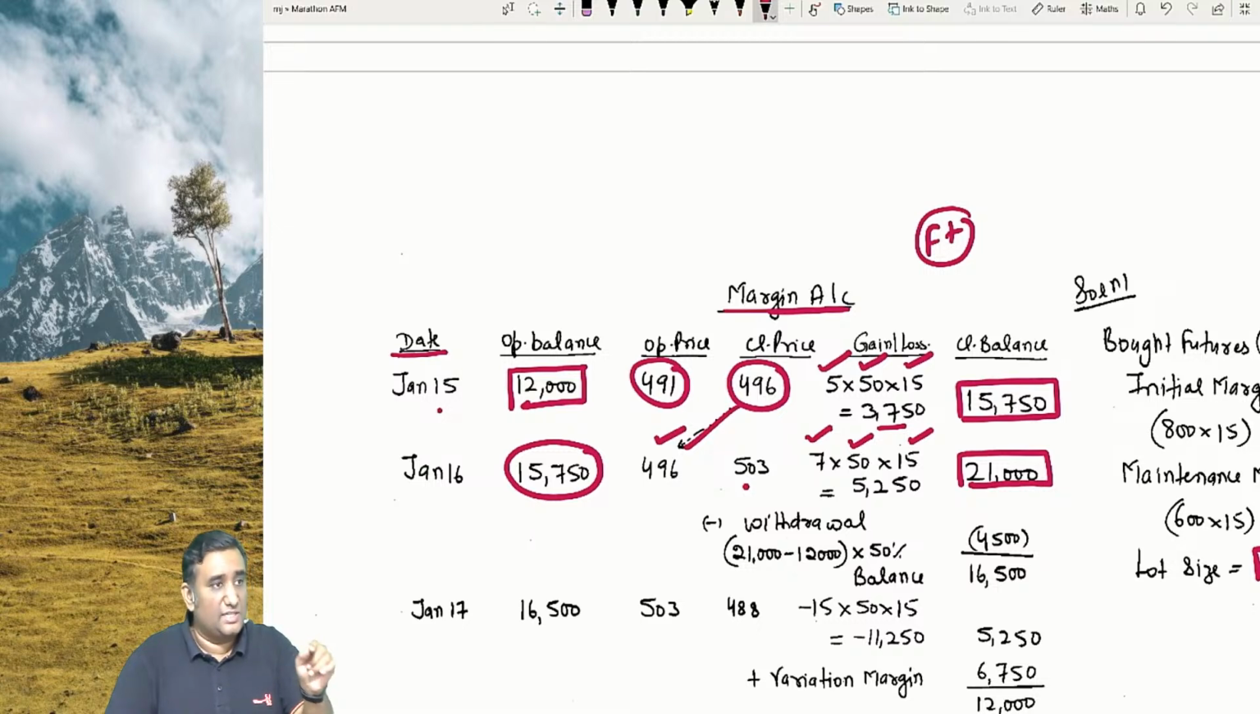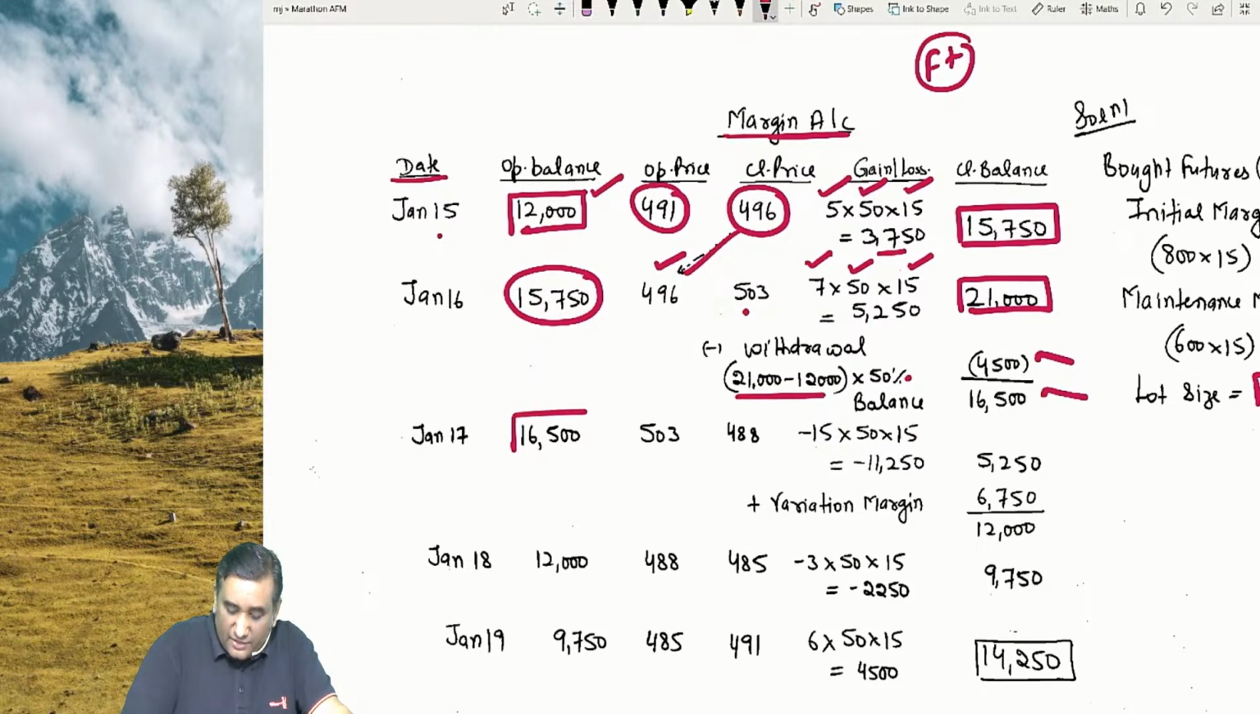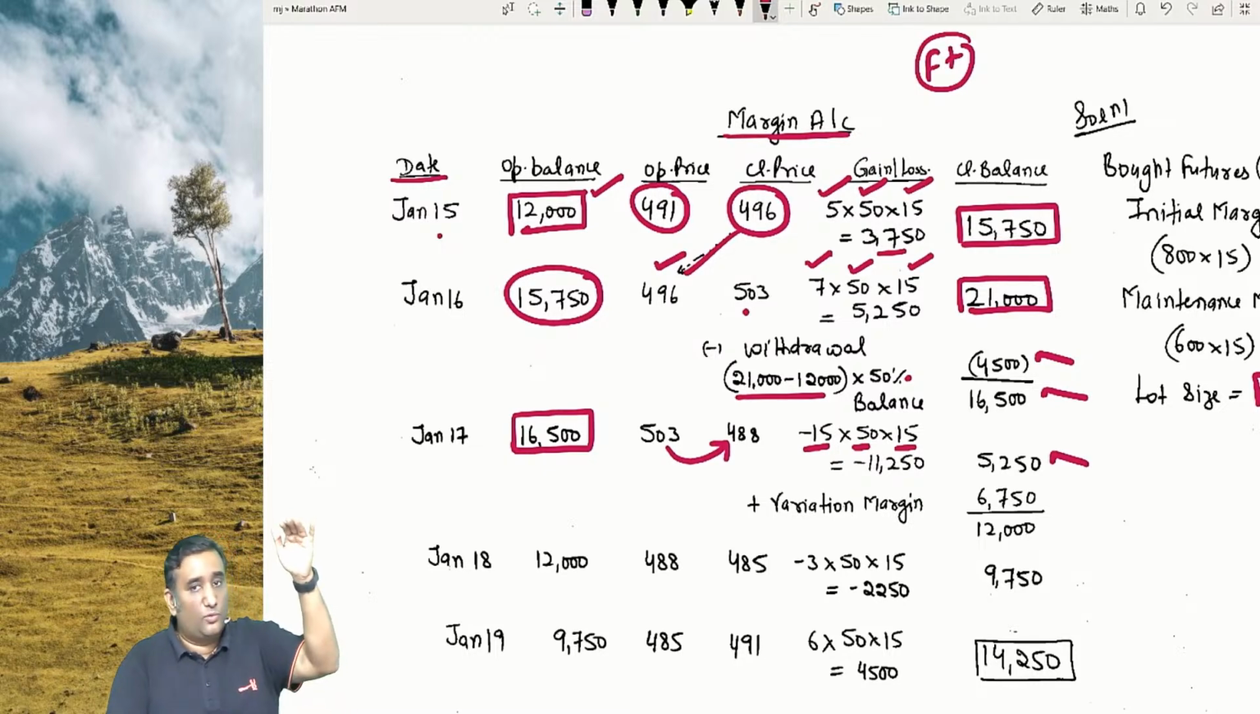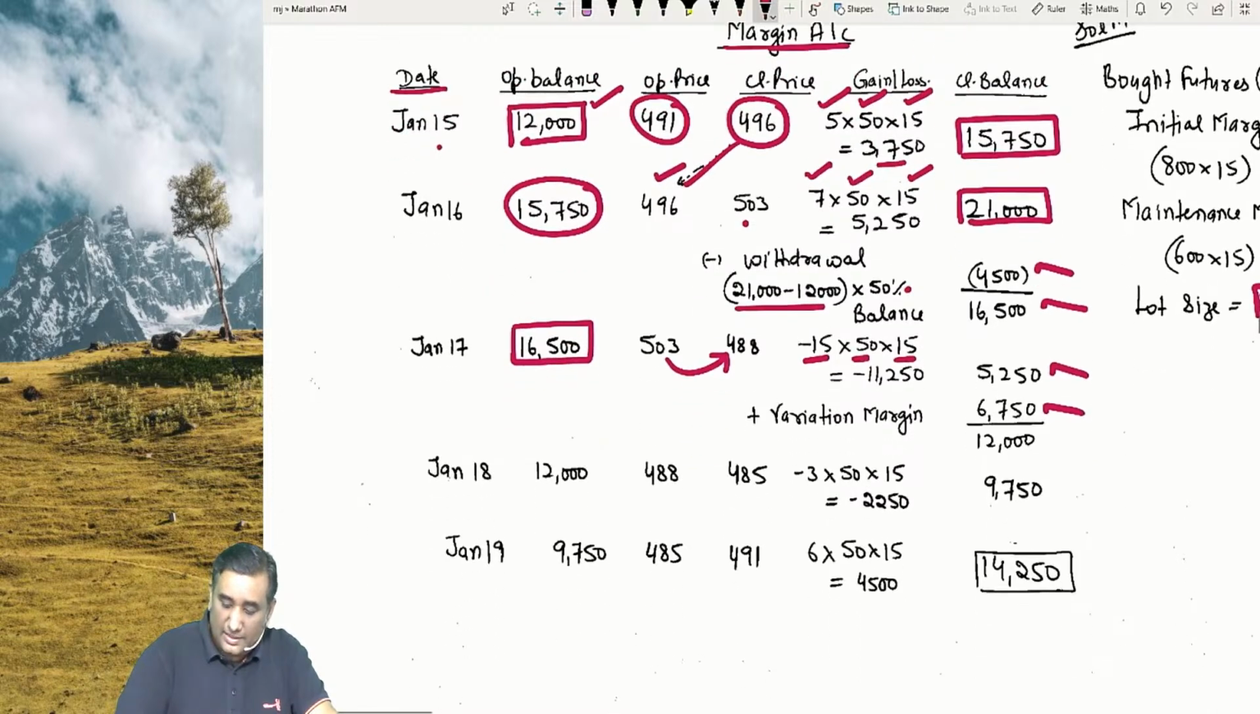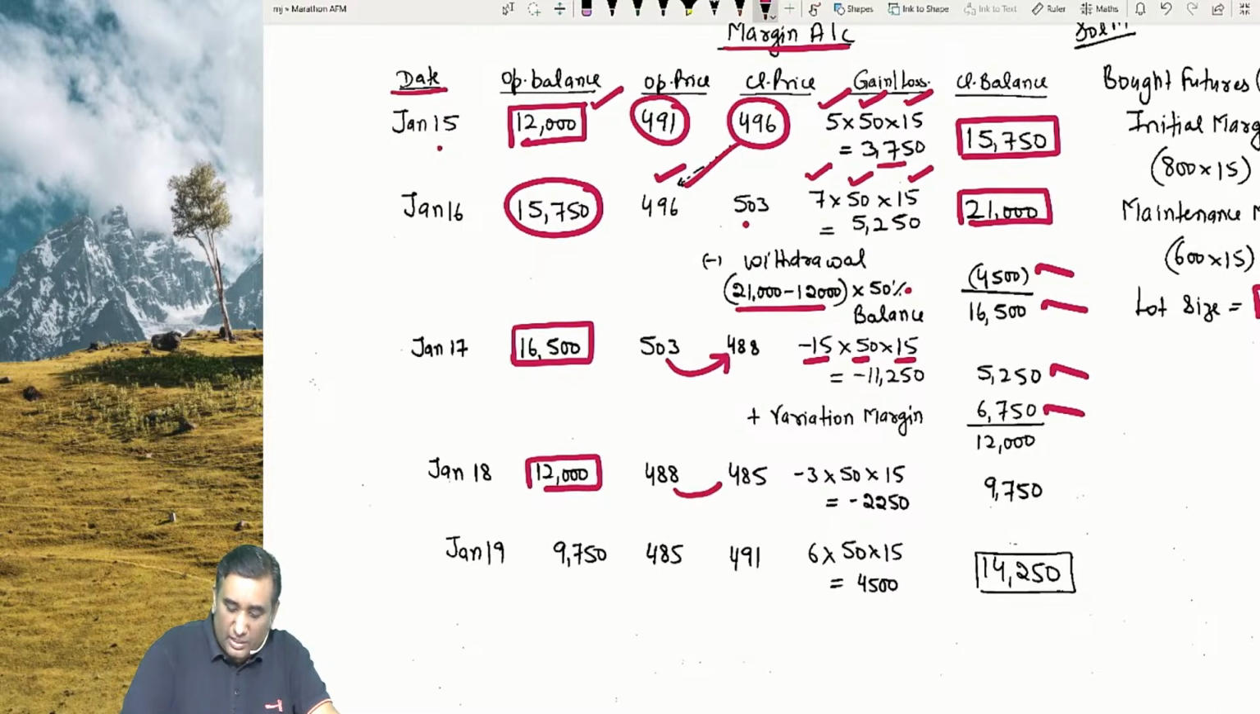Then he said on 16 January he withdraws half the maximum allowed. So the initial margin was 12, maximum allowed will be 20 minus 12 into 15. He withdraws 4,500. So balance remains 16,500. This 16,500 becomes the starting point. Then price goes from 503 to 488. Loss of 15 into 50 into 15, contract size, number of contracts. So the balance becomes 5,250, which has fallen below maintenance. So you have to bring in 6,750 to make it the initial margin again. Then he starts with 12,000, 488, 485, again loss comes, but 9,000 was the maintenance, it has not been hit, and then 9,750 and the price becomes this. His closing balance is this.